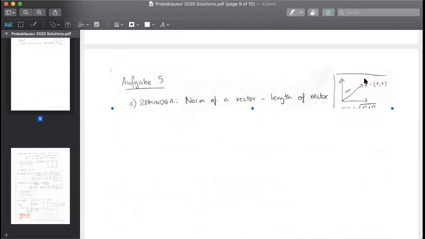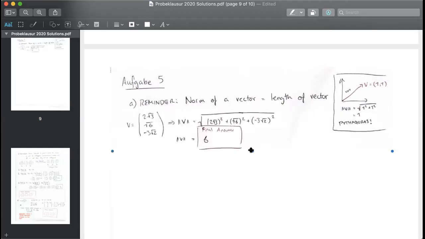Imagine you have a vector v like that, and it's (1, 1). What's the length of v? (1, 1) means 1 on the x-axis plus 1 on the y-axis. You have a right-angled triangle, and Pythagoras tells us a squared plus b squared equals c squared. So c is the root of a squared plus b squared, so the root of 1 squared plus 1 squared. That's the idea here. Here we have a two-dimensional vector, but if you had a three-dimensional vector, it would be the same: the root of each of the components squared.